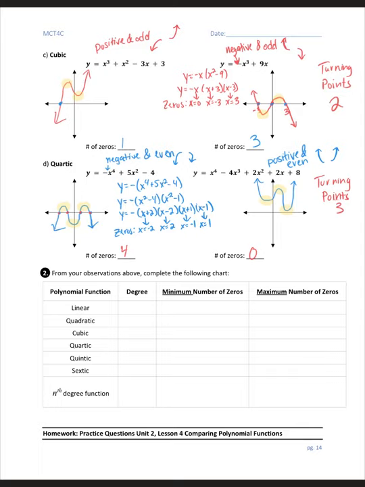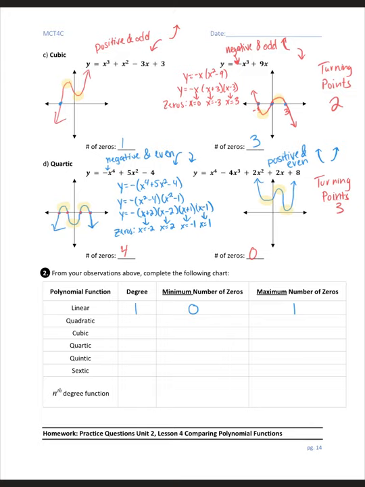So let's summarize some of this in this chart below. From your observation above, complete the following chart. So our linear functions, we know that those are a degree of 1. And the minimum number of zeros, remember we had a horizontal line and we had no zeros. And our maximum number of zeros, we just had 1.